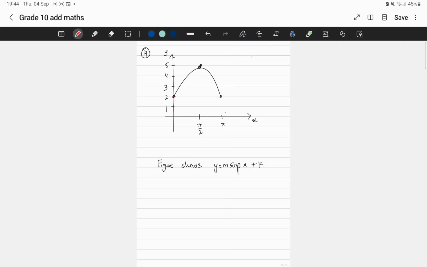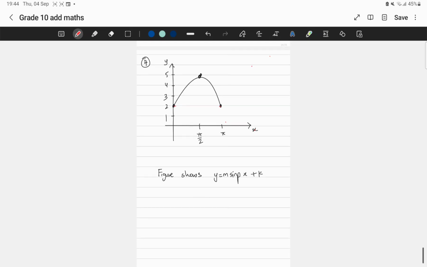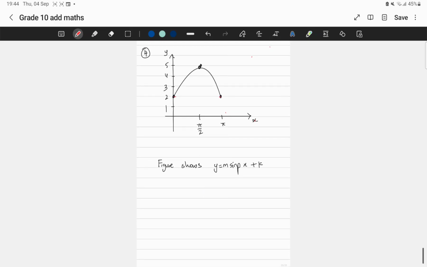So I will be explaining revision paper 1 question 4, for the graph of this question, sine. The first thing that we're going to do is a recap on the sine graph. Usually the sine graph starts from 0, goes to the maximum, comes back, goes to the minimum, and then again comes back here. This is the graph of sine.